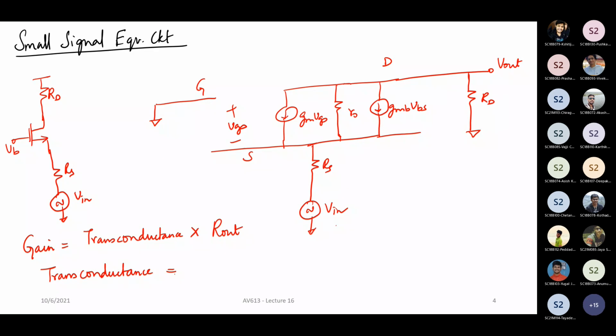Now also, the transconductance here is going to be GM plus GMB. Alright. Now let us also look at what is going to be the polarity of the gain. Do you have a negative polarity? Do you have a negative gain or a positive gain here? Positive. Why is it positive? Positive gain, sir. Why positive?